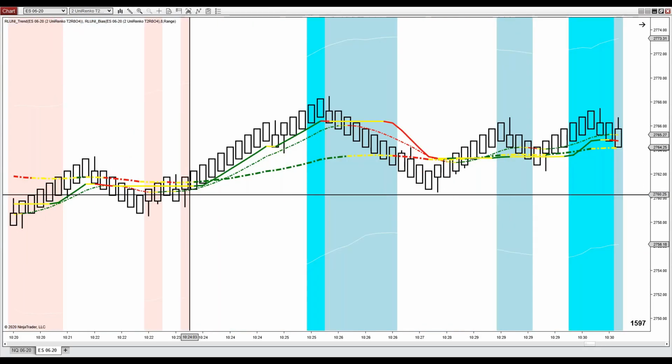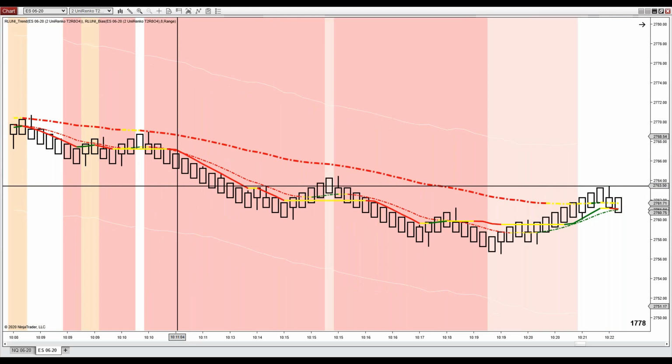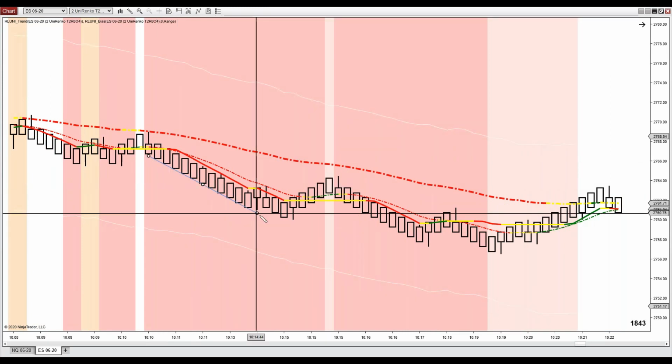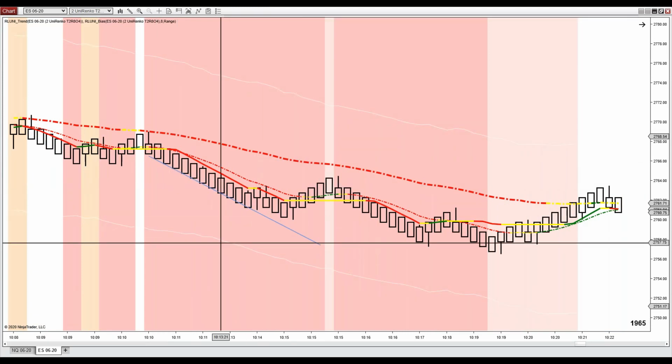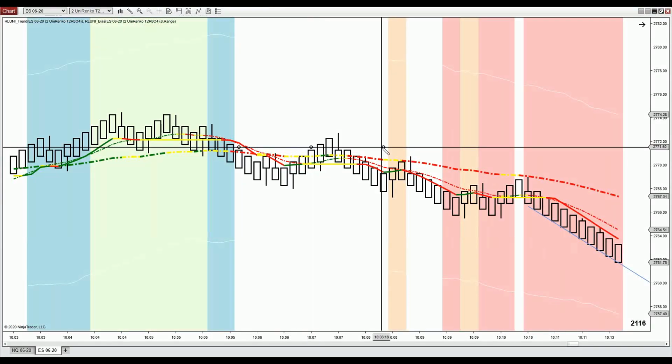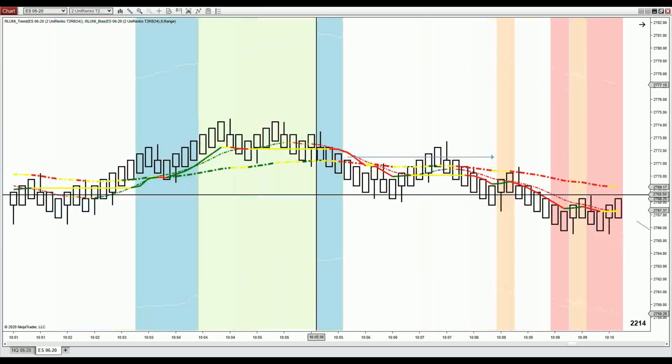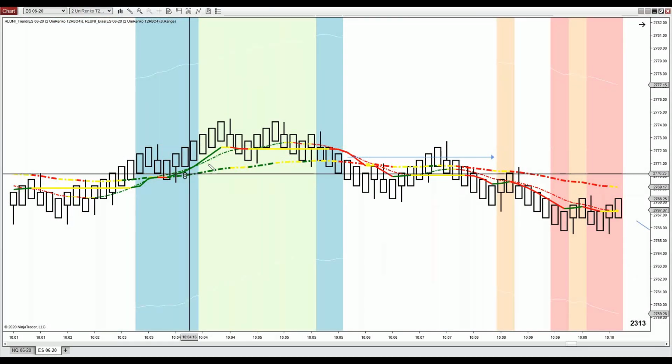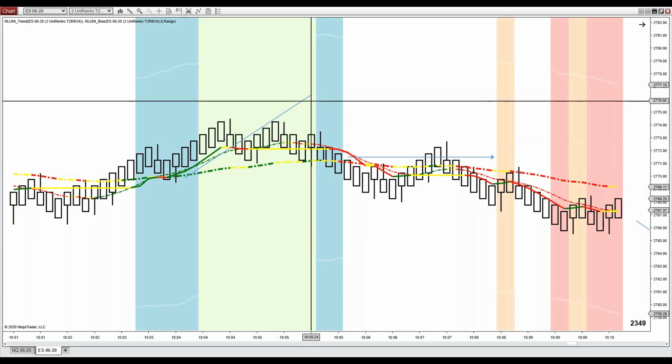But we're not looking at entries here. We're just, you see, look, this is where you're going to go short. When you have no background, you're just not trading. Green, the only way you can go is long. You just don't have a trade here.